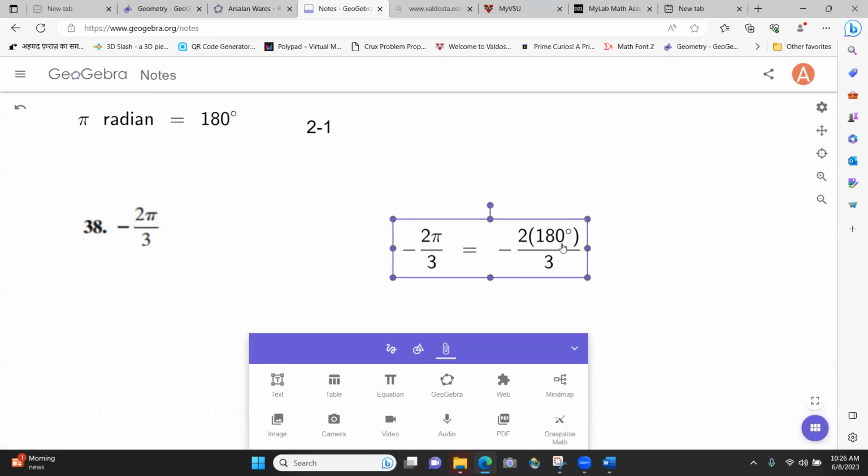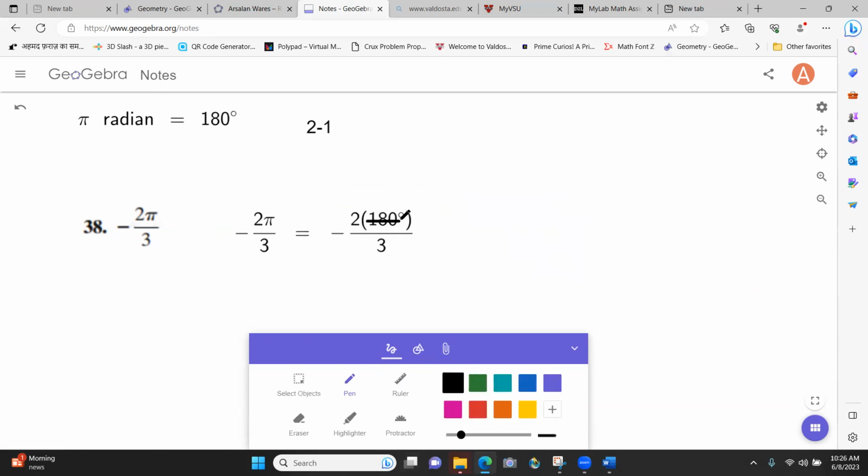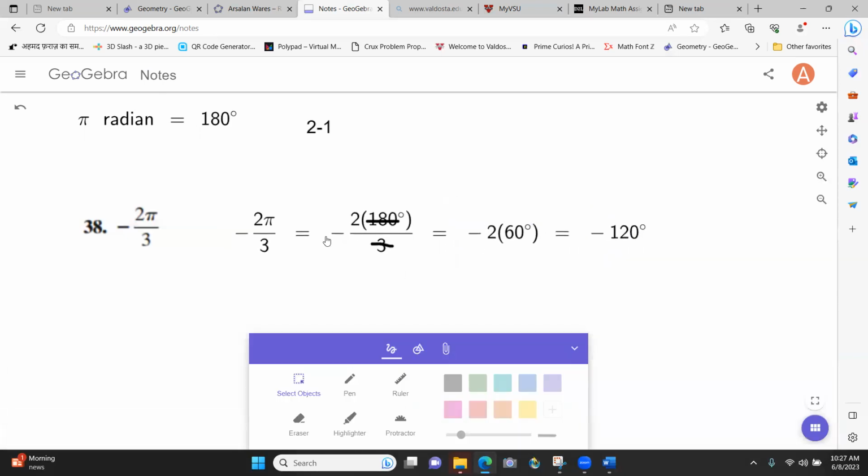Give me 1 second. I'm going to write it properly. Okay. Now I'm not done. I have to do some cancellation. I can divide 180 by 3. I'm going to get 60 degrees. And that's what I'm going to write here. 180 divided by 3 is 60 degrees. And 60 degrees times 2, and don't forget the negative sign. There is a negative, don't forget it. 60 times 2 is 120 degrees. And negative 120 degrees, because that's a part of the question. So that's how you're going to solve this problem.